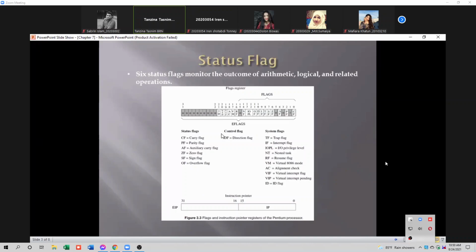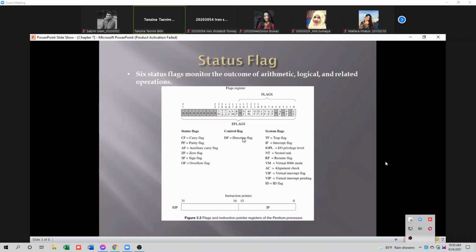The first 6 registers are called status flag registers, and these are carry flag, parity flag, auxiliary carry flag, zero flag, sign flag, and overflow flag register. These are called status flags. Why? Because after any arithmetic, logical, or relational operation, these flag registers' values will tell us the status of the processor after that operation.